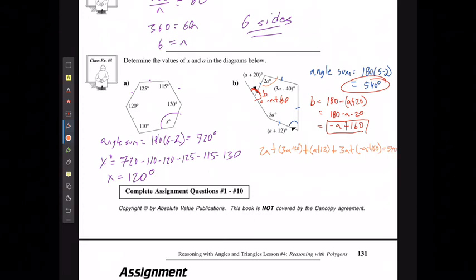I'm going to combine all my a's, so I have 2a, 3a, 3a, and negative a. All the a's are going to add up to 8a. And I'm going to add up my constants, negative 40, positive 12, and then positive 160, and I get 132. I'm going to subtract 132 from each side and say 8a is going to equal 408. And divide both sides by 8. a is equal to 51. And there's my answer.